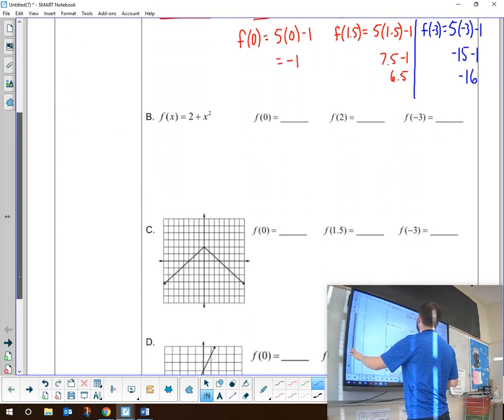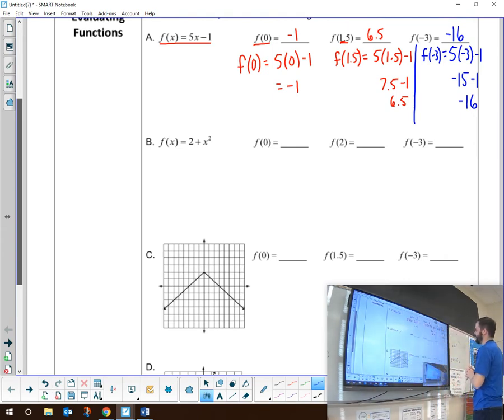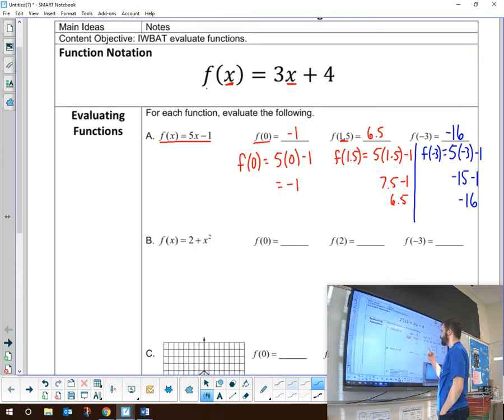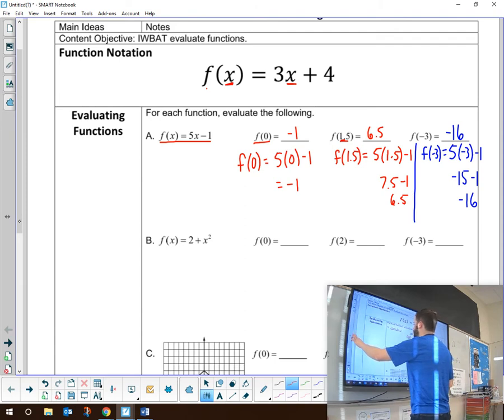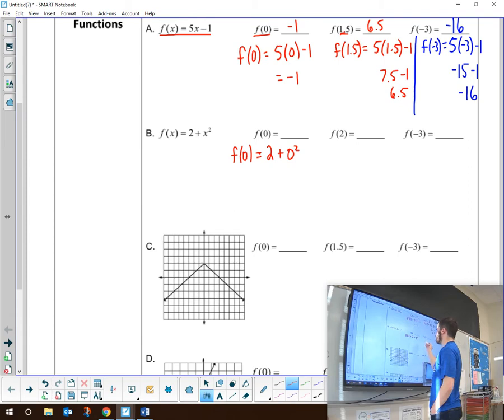So let's take a look at letter B. We have 2 plus x squared. It's asking, what is this function when x is 0? So let's plug 0 into my equation. f of 0 equals 2 plus 0 squared. Well, 0 squared is 0. 0 plus 2 is 2. So f of 0 equals 2.